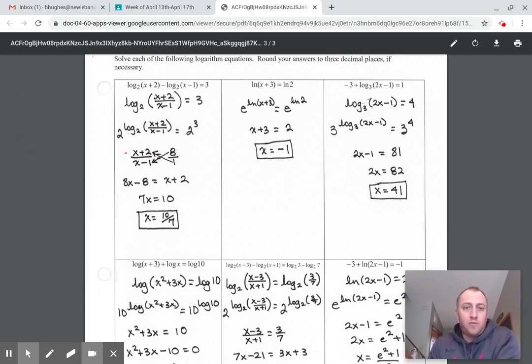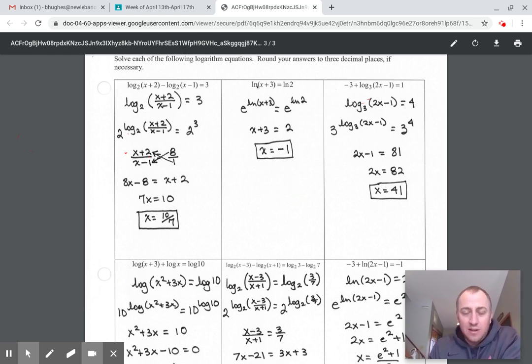Over here, this first problem, rewrite it so that it's just a single logarithm on the left-hand side. Since it's minus, it means I have to divide my two arguments. Then basically what I would be doing is rewriting it as an exponential equation instead of a logarithm. 2 to the third power, which is 8, is equal to this argument. And then to solve for x in this case, you just have to cross multiply and then get x by itself.